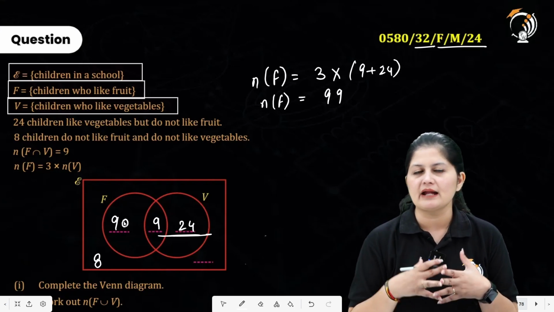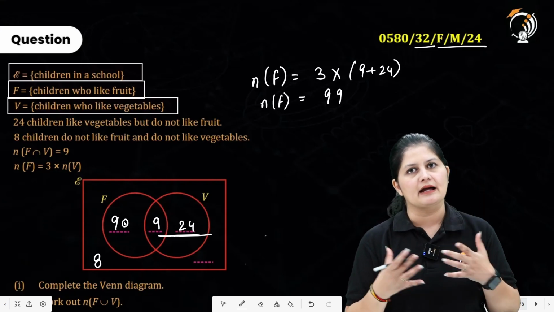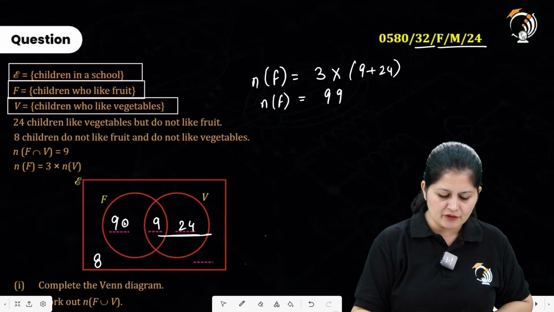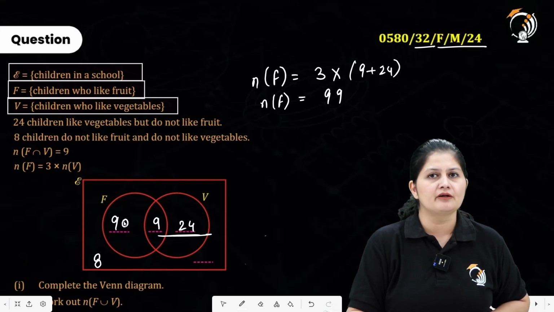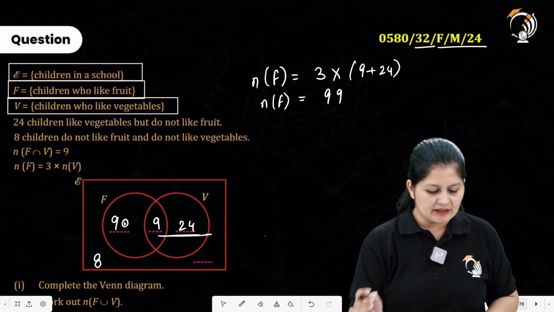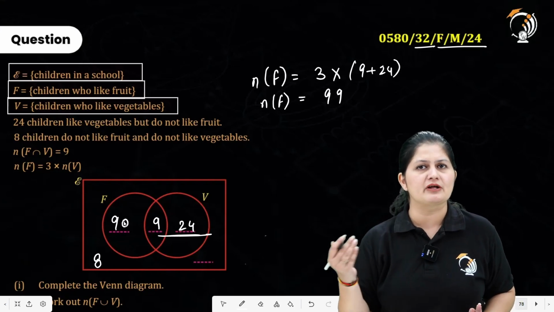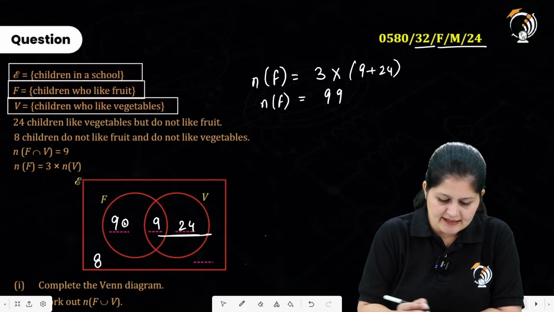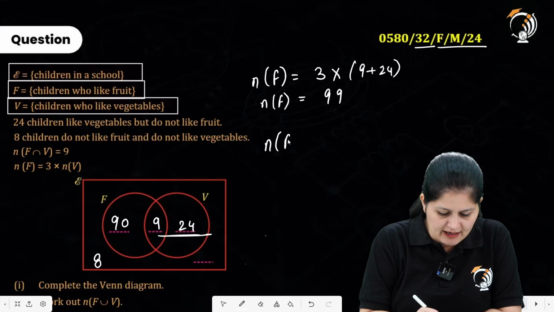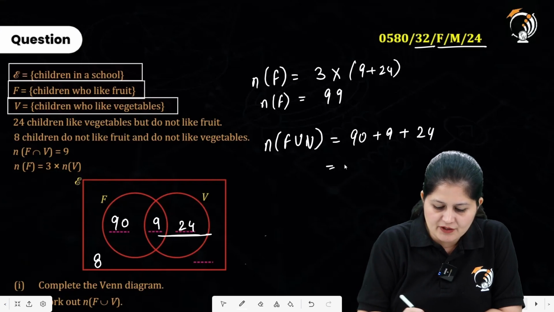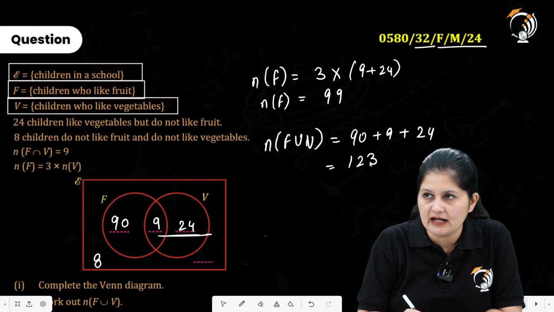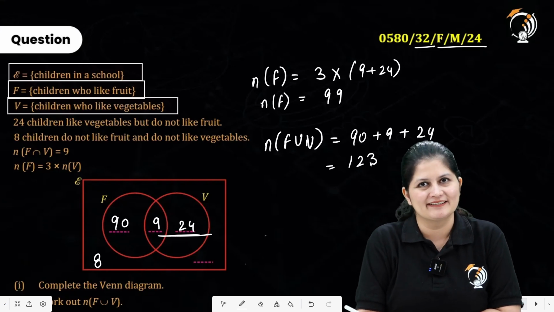Out of it, some of them like vegetables as well, which are 9 in number. So on that note, we have completed the Venn diagram. Further, it's asked to work out the number of elements in F union V. If we talk about the number of students who like fruits or vegetables, that is going to be the count for F union V. We are just going to have 90 plus 9 plus 24. So let's just add up all of them. We are going to get the count as 123 here. Is that clear?